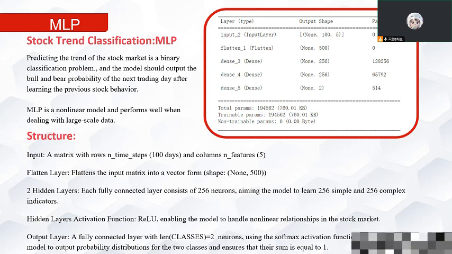Finally is the output layer. It's a fully connected layer with 2 neurons, the number of classes, using the softmax activation function, which allows the model to output probability distributions for the 2 classes and ensures that the sum is equal to 1.